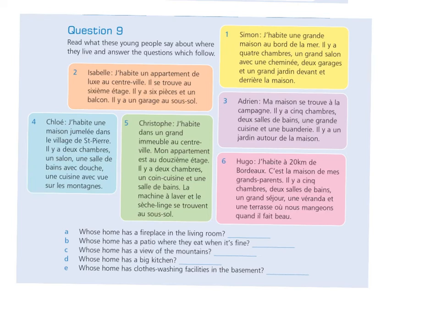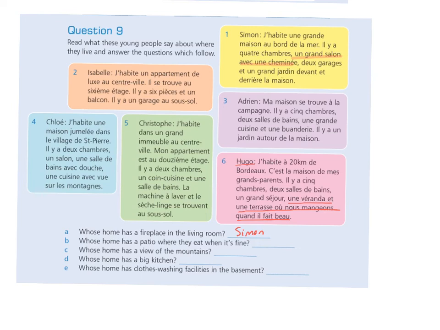So whose home has a fireplace in the living room? Well, it's going to be Simon. Why? Because he says he has un grand salon avec une cheminée. Next, so that's Simon. Whose home has a patio where they eat when it's fine? It's going to be Hugo. Why? Because he says he has une véranda et une terrasse où nous mangeons quand il fait beau. So une terrasse is a patio where they eat when the weather is nice.